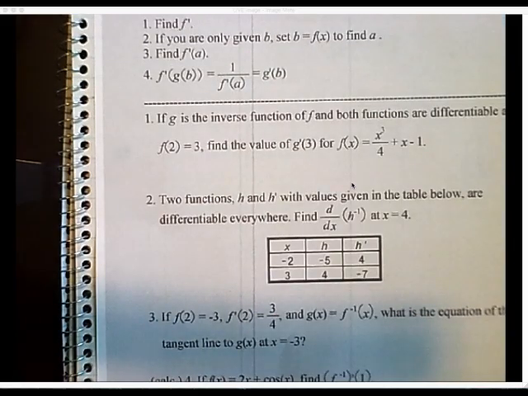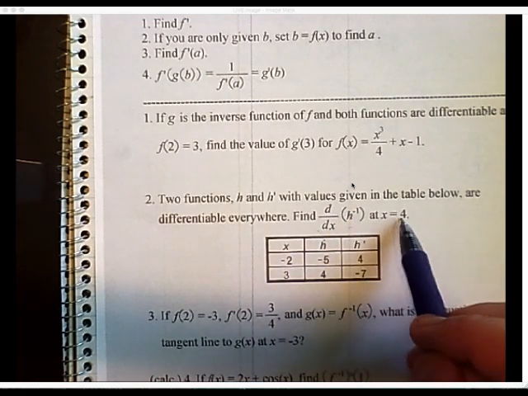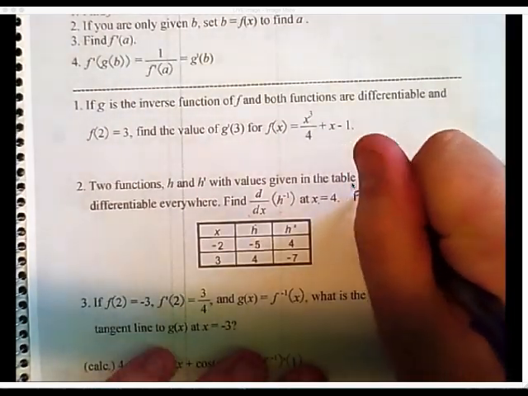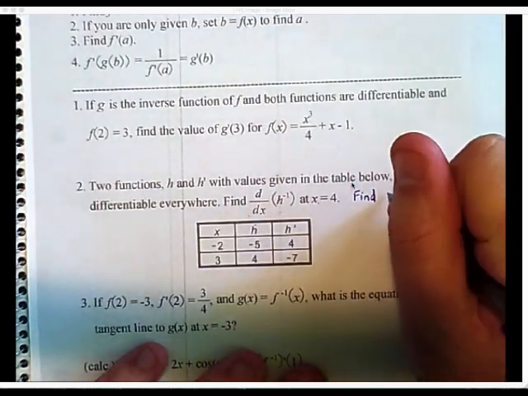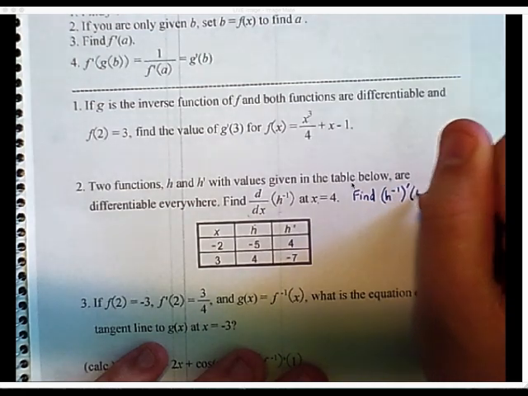Number 2. It says two functions h and h prime with values given in the table below are differentiable everywhere. So that means you can take the derivative everywhere. Find the derivative of the inverse at x equals 4. So what they're asking me to do here is find the inverse derivative evaluated at 4.